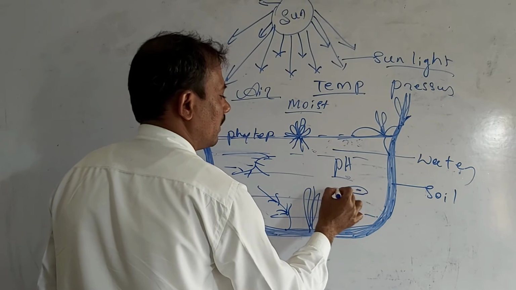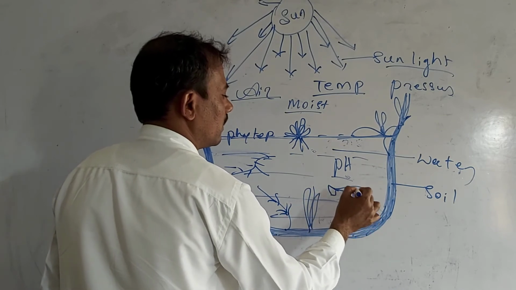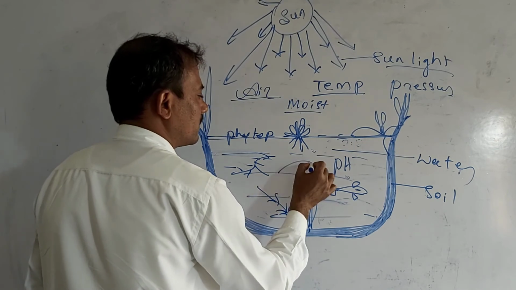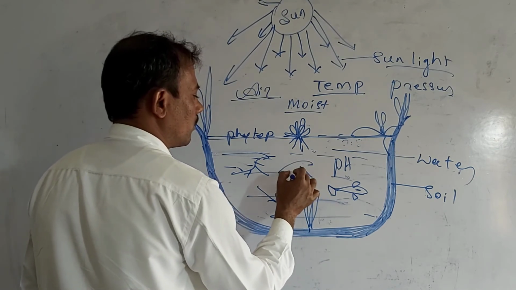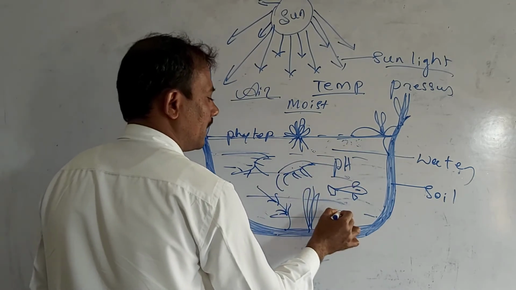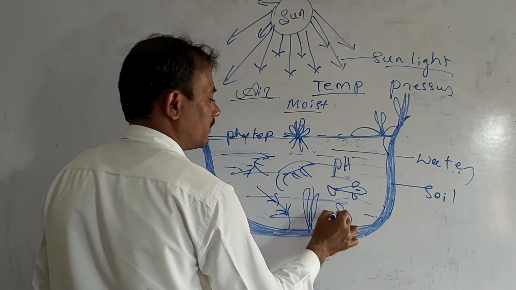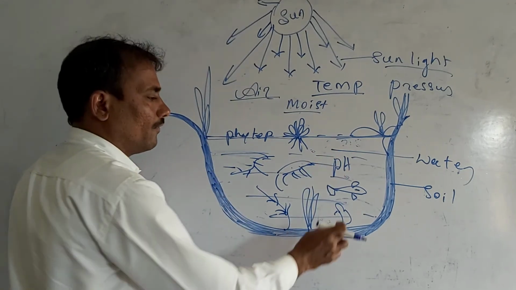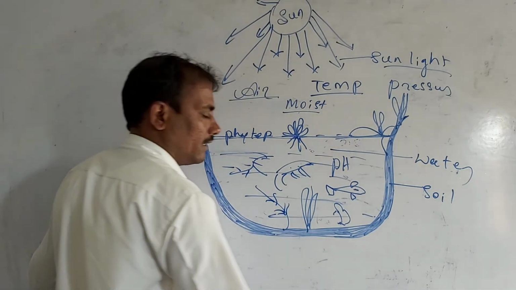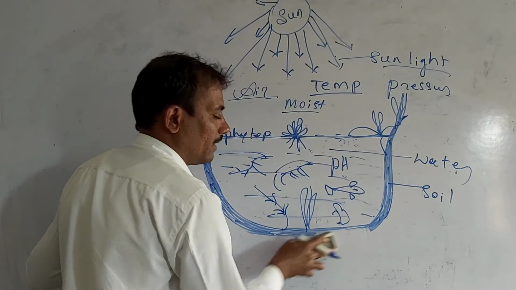Take for example the fish. Fish will be present. Some animals such as the prawn may also be present there. Prawn, or sometimes the frog, may also be present. Frog, fish, prawn, different aquatic animals may also be present.